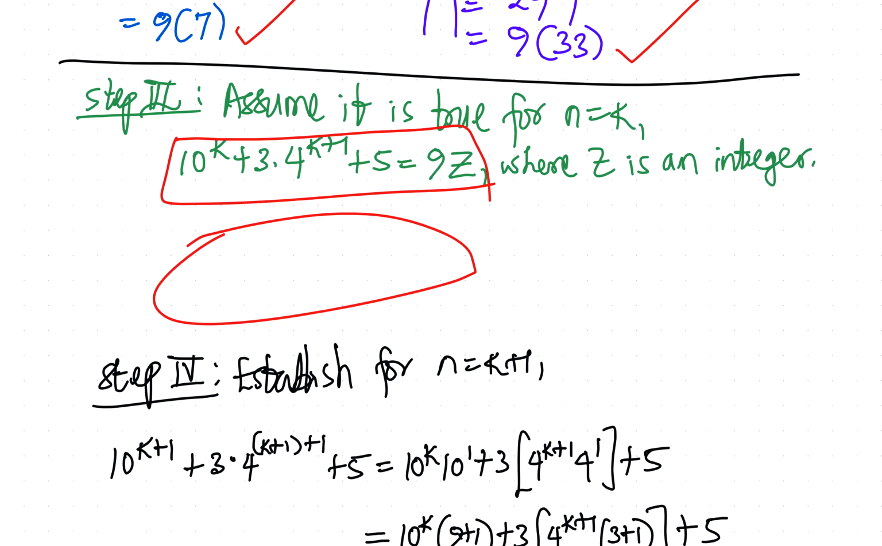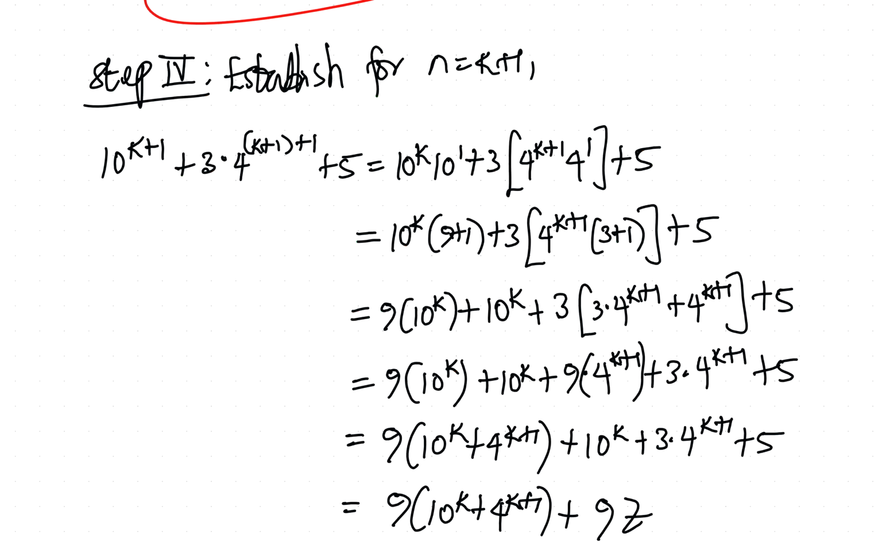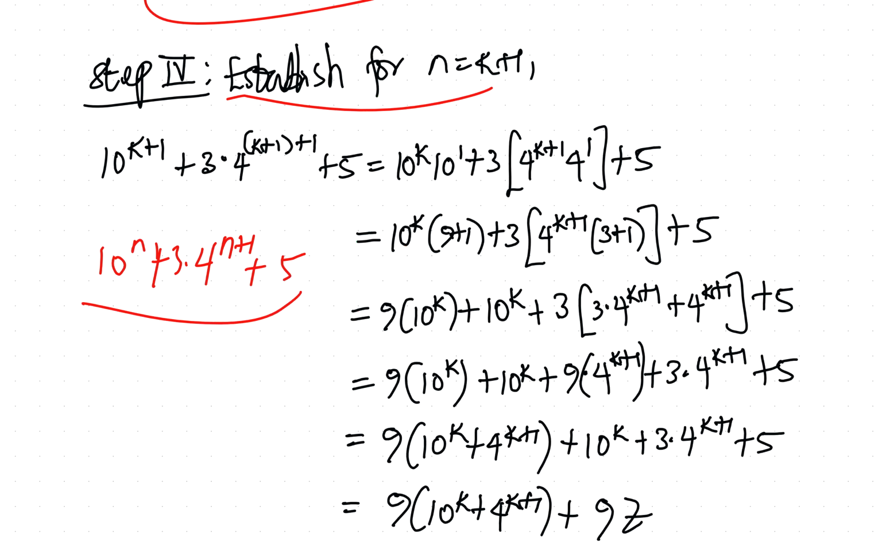So step 4 is to establish for n equals k plus 1. How do you do that? Wherever you had n, you had 10 raised to the power n plus 3 times 4 raised to the power n plus 1, all that plus 5. Now instead of n, you have k plus 1. Instead of n plus 1, now you have k plus 1 standing for n, and the plus 1 normally. So that's what's happening there.